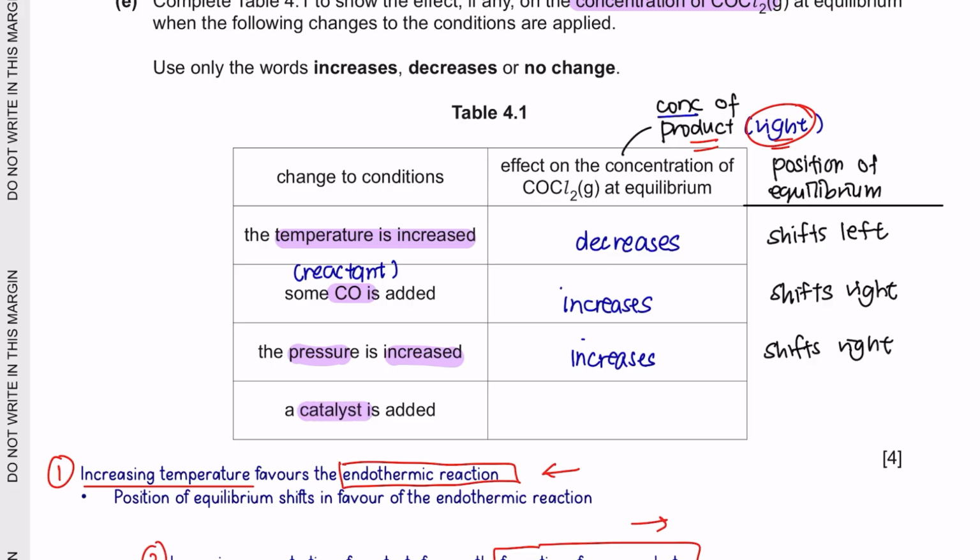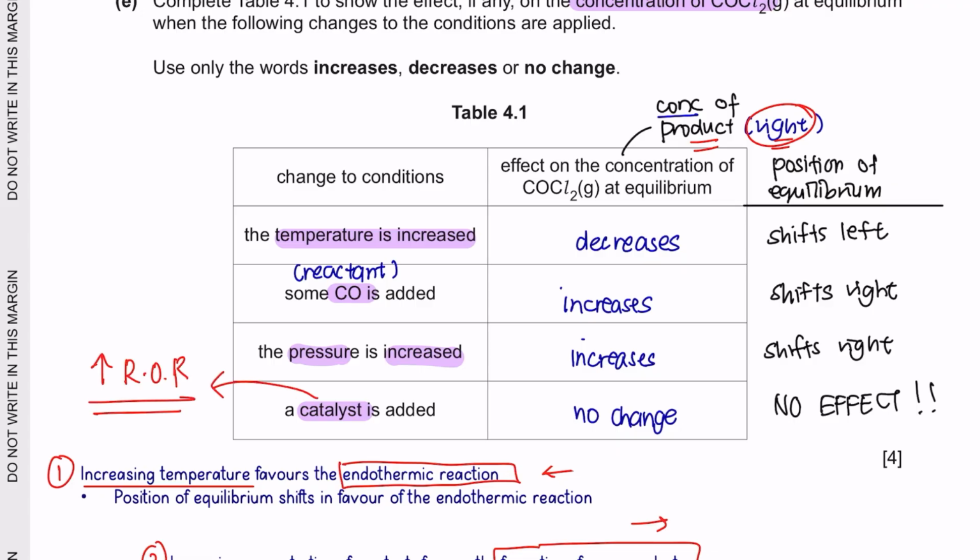Next, a catalyst is added. Catalyst has no effect on the position of equilibrium. So that means the concentration of product or reactant, anything at all, will have no change. A catalyst added will only increase the rate of reaction, which is the speed of a reaction.